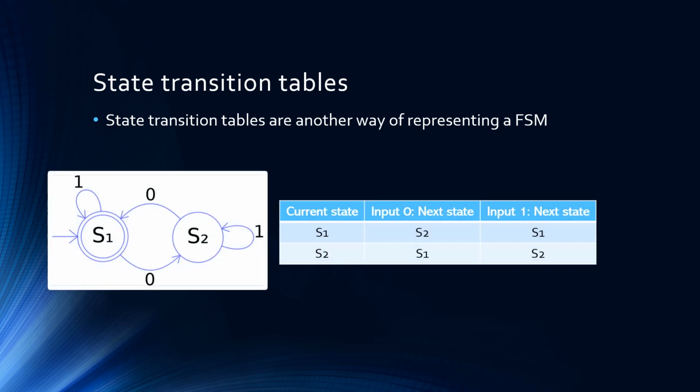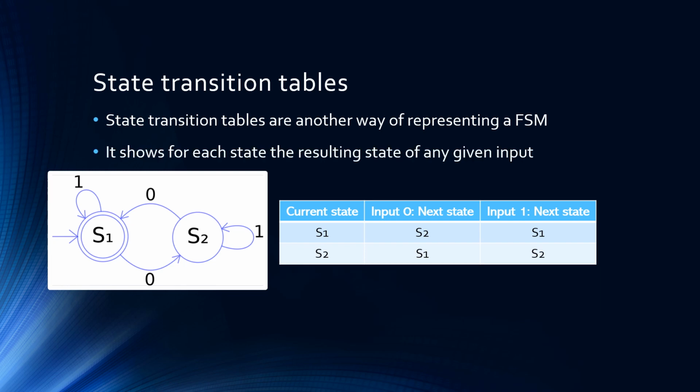State transition tables are another way of representing a finite state machine. The table shows for each state the resulting state for any given input to our system. Here we can see that if the current state is state 1 and the next input is a 0, then we will move to state 2. However, if the current state is state 1 and the next input is a 1, we will remain in state 1. We can also see on the next line that if the current state is state 2 and the input is a 0, we will move back to state 1. But if the input is a 1, we will remain in state 2.